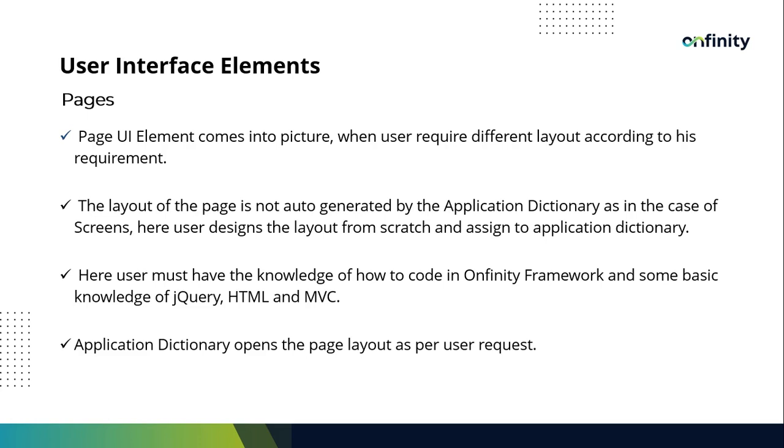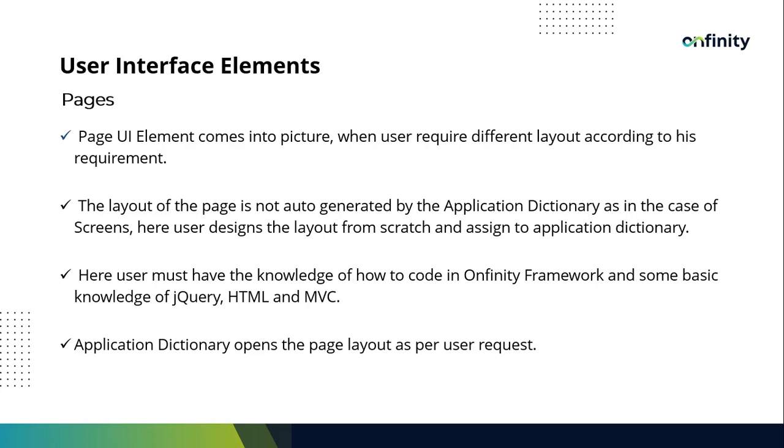Another user interface element is pages. A page user interface element is needed when the user requires a different layout and doesn't want a menu section or a right action panel. In this case, they want to design the page according to their requirements. The layout of the page is not auto-generated by the application dictionary, as we saw with the screens. Here, users design the layout from scratch and assign it to the application dictionary.